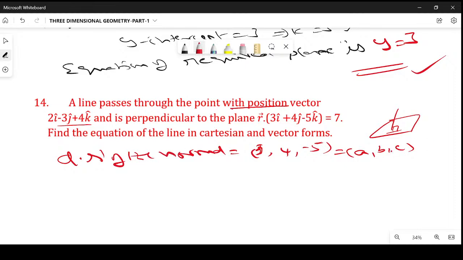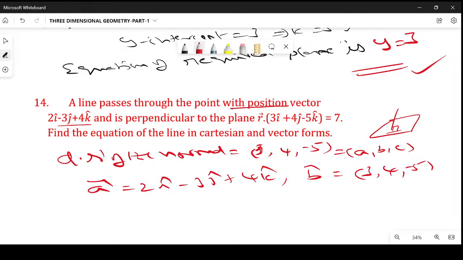Since the given line is perpendicular to the given plane, the required line is parallel to the normal. So DRs will be the same, passing through this point. So a bar is equal to 2i cap minus 3j cap plus 4k cap, and b bar is equal to 3, 4, minus 5.